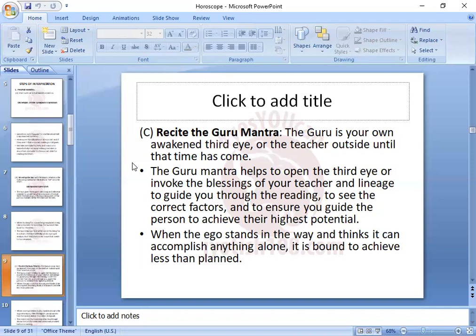So they recite the Mahamantra: Hare Rama, Hare Rama, Rama Rama, Hare Hare, Hare Krishna, Hare Krishna, Krishna Krishna, Hare Hare. So any mantra that has been given to you by your guru or tradition needs to be recited before reading the chart. When the ego stands in the way and thinks it can accomplish anything alone, it is bound to achieve less than planned. So the Guru Mantra helps to keep your ego in check.